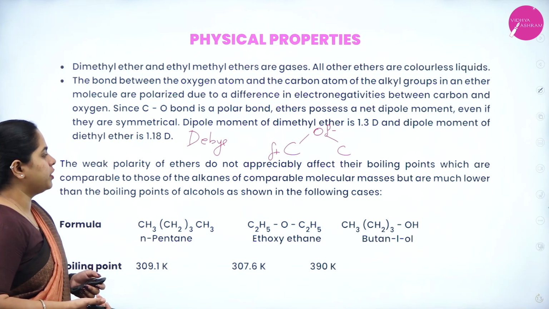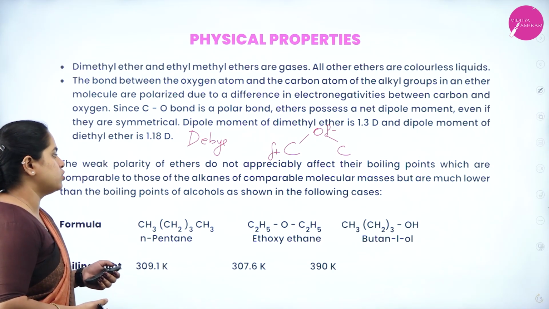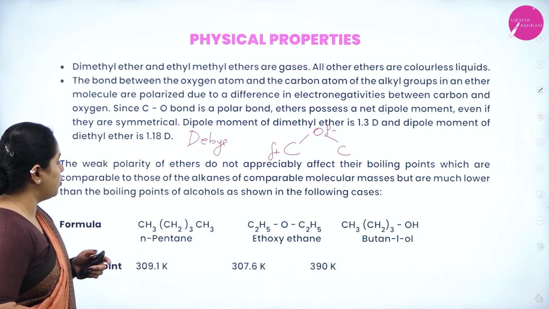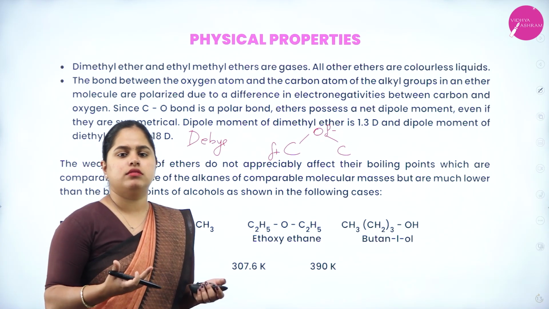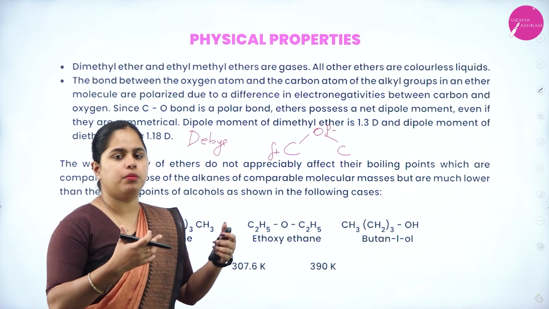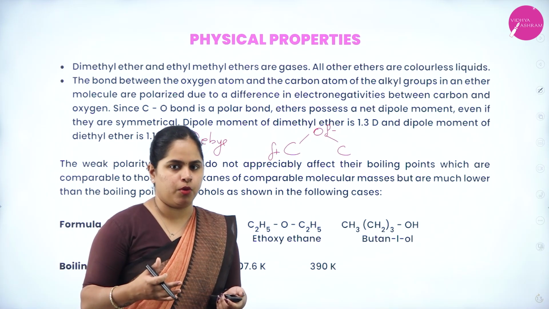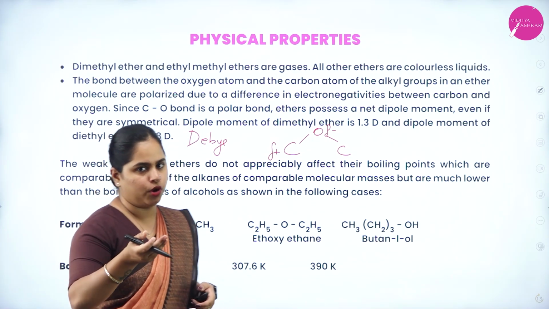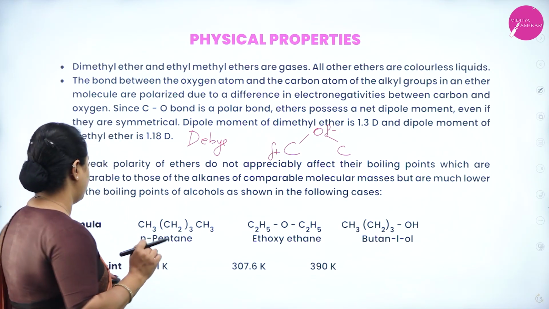The weak polarity of ethers does not appreciably affect their boiling points, which are comparable to those of alkanes of comparable molecular mass, but are much lower than the boiling points of alcohols, as shown. So if you take other compounds having comparable mass to that of ethers, they will all have almost similar boiling points, unlike alcohols, which have higher boiling points, right? The reason for that we have already discussed: the hydrogen bonds that are formed.